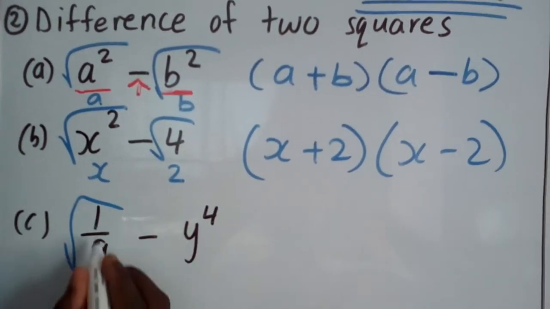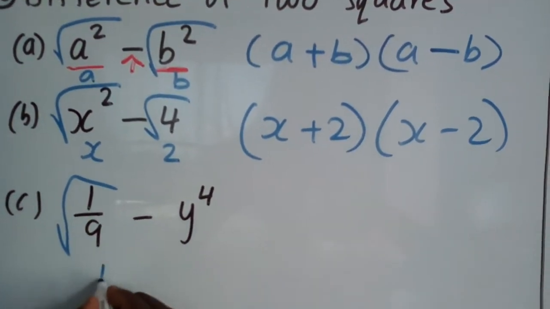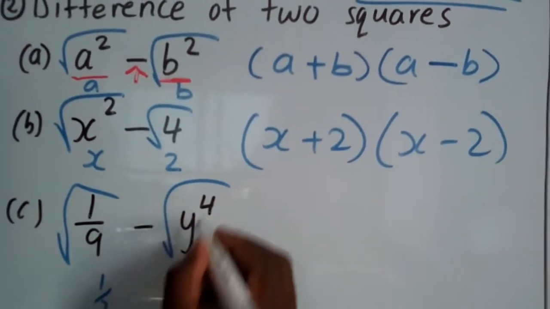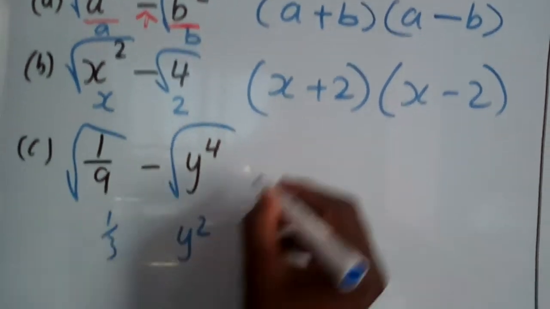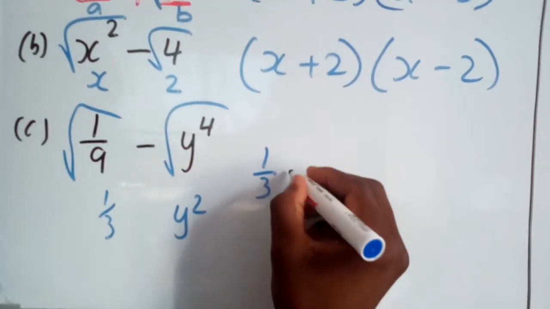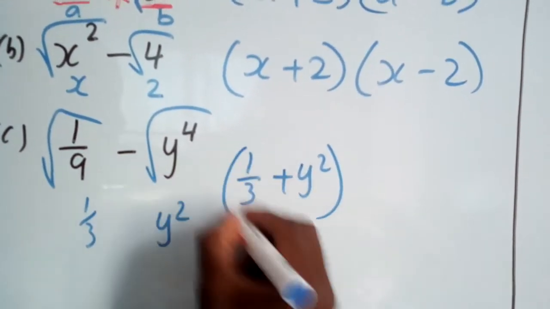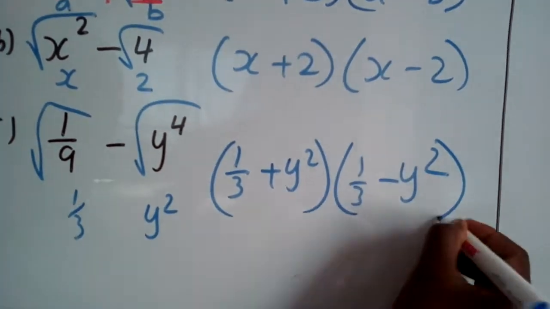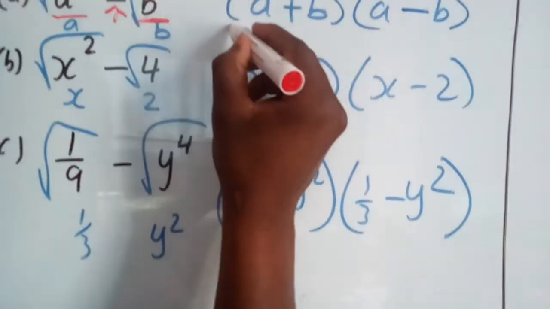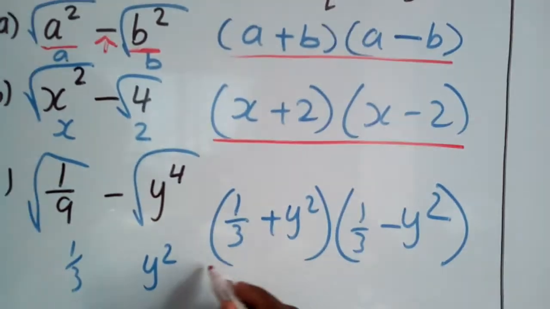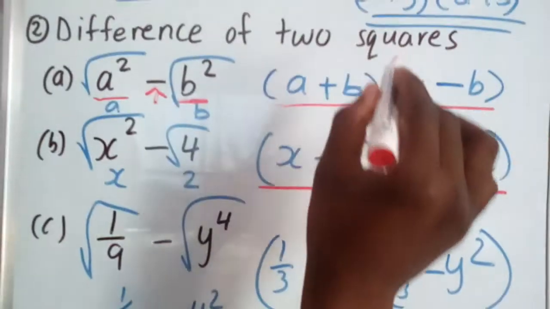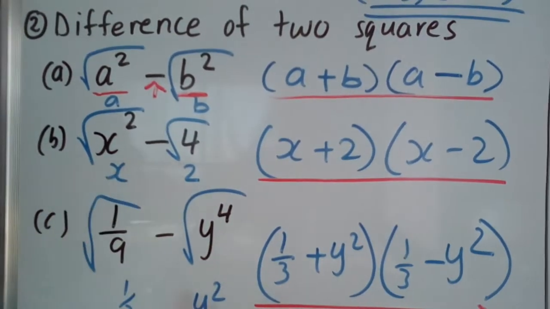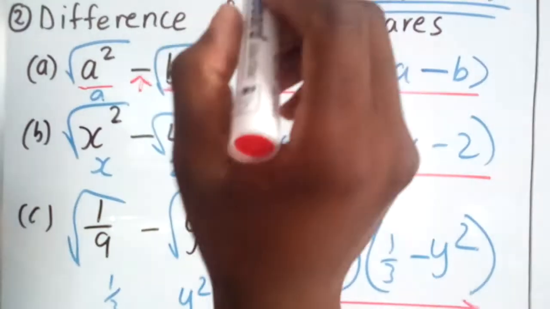We shall take the square root of 1 over 9, that is 1 over 3. Square root of y power 4, that will be y square. Hence, 1 over 3 plus y square, 1 over 3 minus y square. Now, we have factorized using difference of two squares. Now, the most important is the third example.